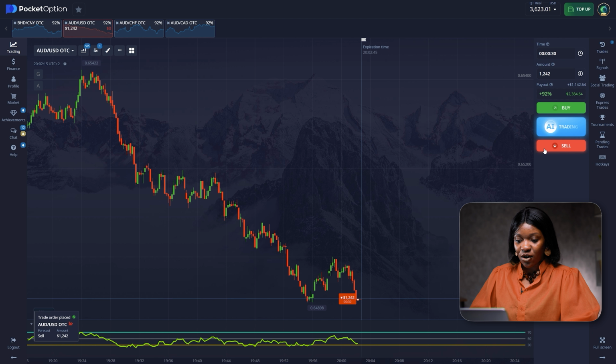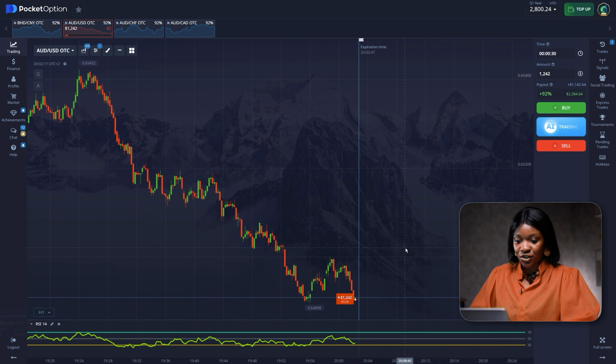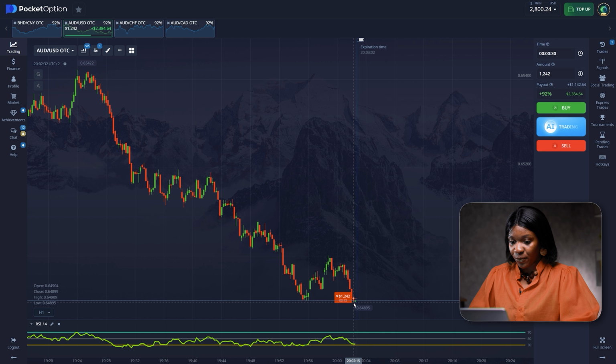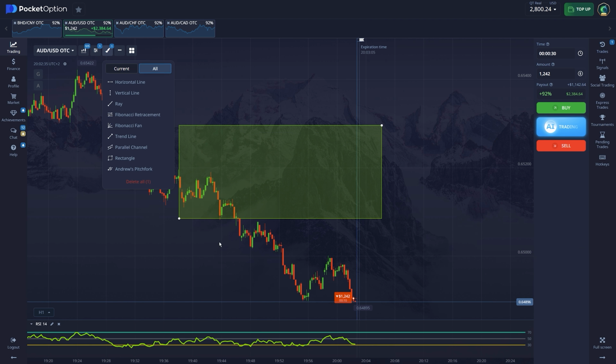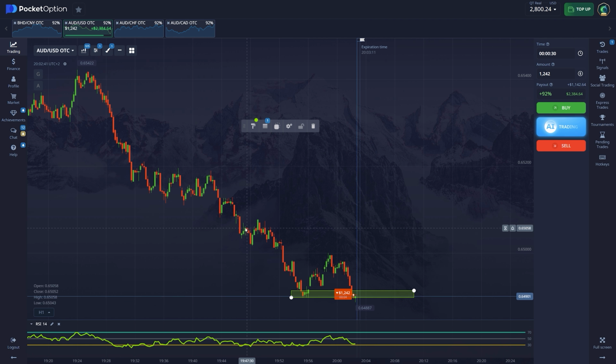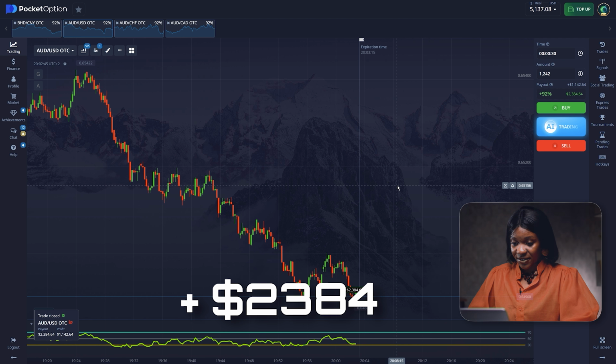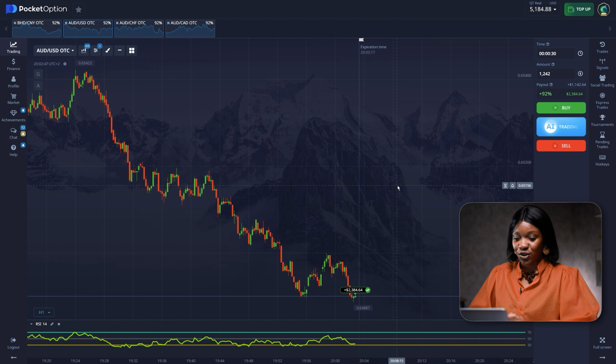Here we see a downward movement, and on the continuation of this downward movement, I open a put option and wait for the expiration time. Because the RSI is not in the oversold zone here, it means that the road down is open. Because of this, I've opened a put option. All right, we've earned $2,384, my friends. I'm moving on to the next currency pair.